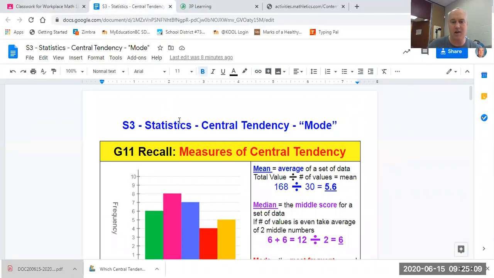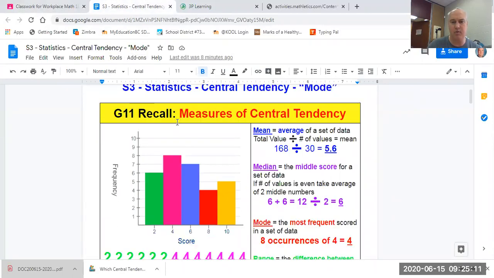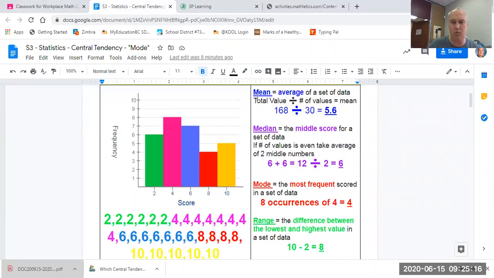Looking at this, just a couple of things to review before we get into the Mathletics questions. As we've already talked about, we have looked at the mean, which is the average. In other words, we take the total of all the numbers and we divide it by the numbers to figure out the middle point. Last lesson, we looked at the median, which is when we organize all of the numbers from lowest to highest and then look at the middle value in that set. So in the case of 30 numbers, it would be number 15 and 16 that we took the average of.